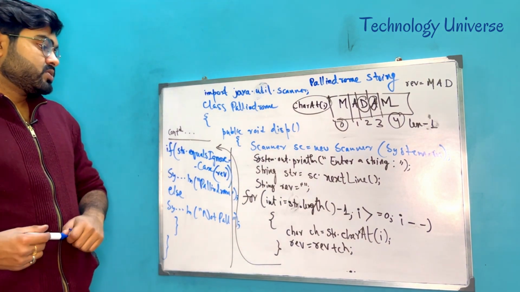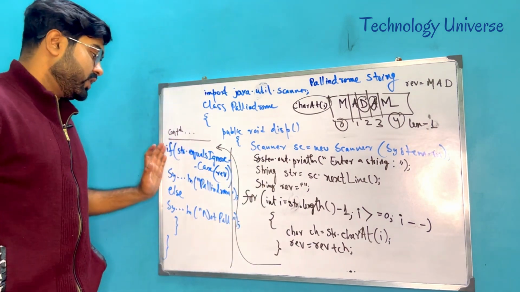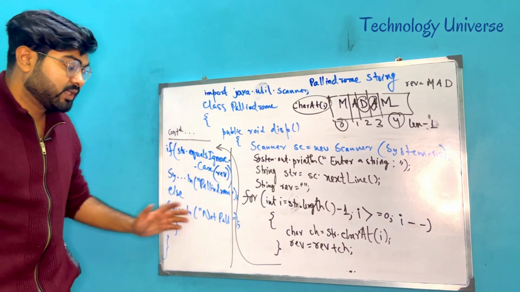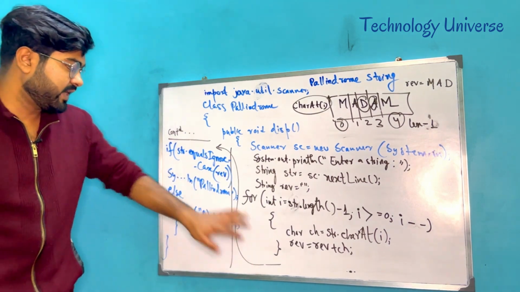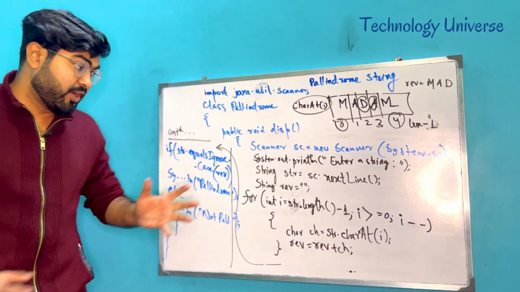Okay. So we have found out the reverse of the string, and then we are checking whether the original string is equal to the reverse string or not. If it is equal, then it is a palindrome. Otherwise, else it's not a palindrome. So outside the loop, we have to write this if and else logic. So that was all about the palindrome program.